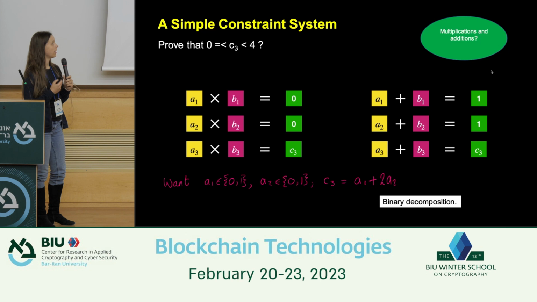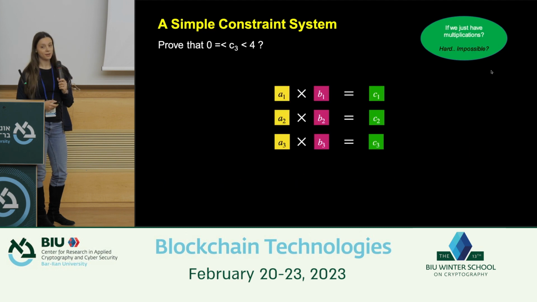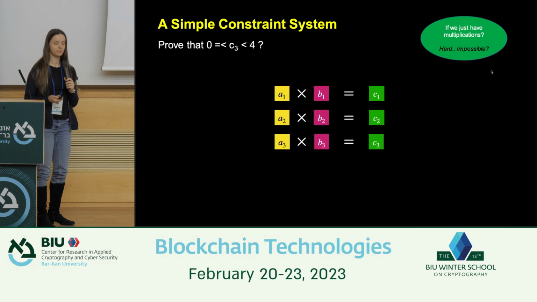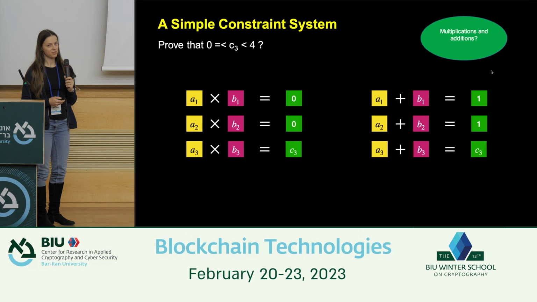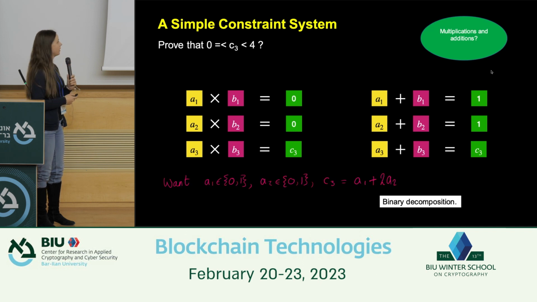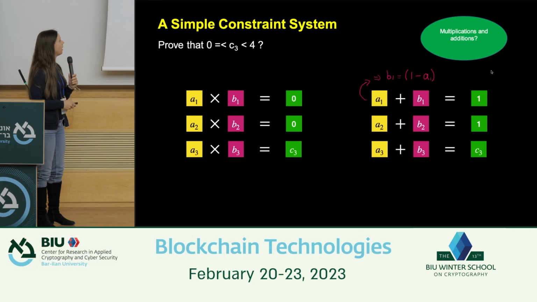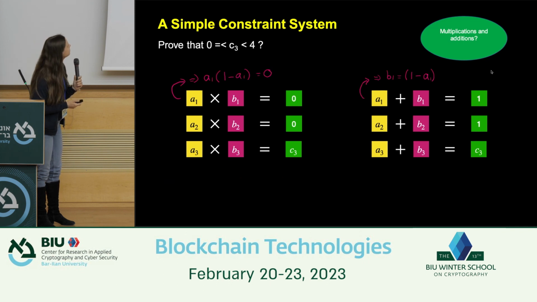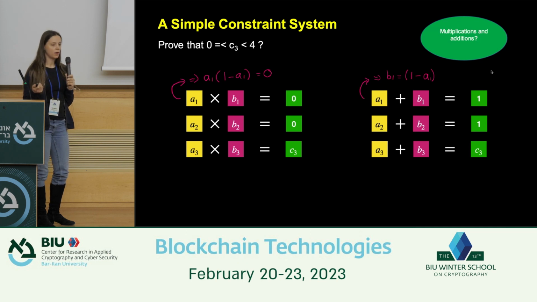Sorry, what do you claim about the possibility? I'm going to say that if all you can do is multiplication constraints, you're going to have a very hard job proving that something is range constrained. I also think that addition gates help you a bit, but they're not going to solve the problem. So in particular, you are going to be able to prove that A1 is between 0 and 1. That would not be a problem.